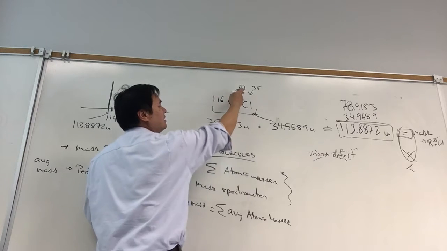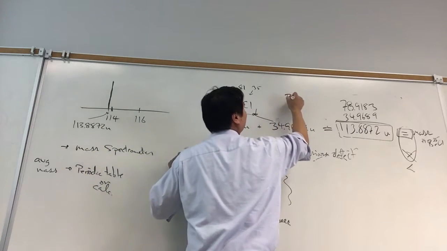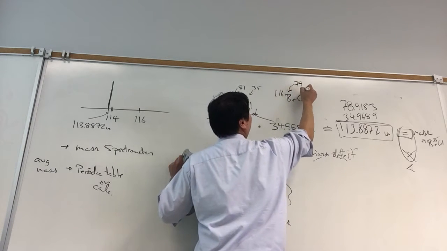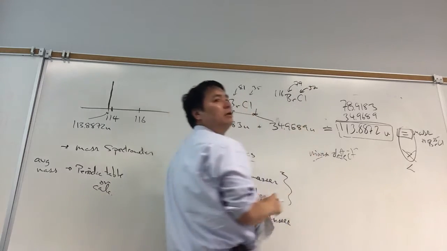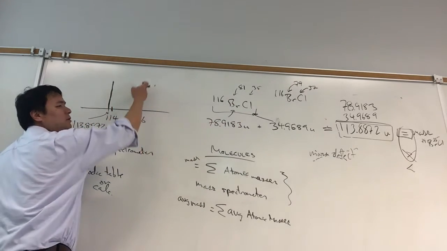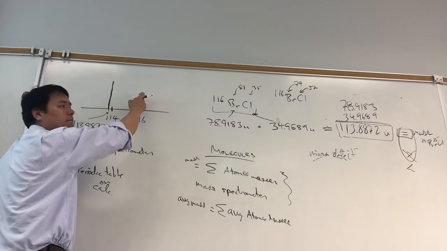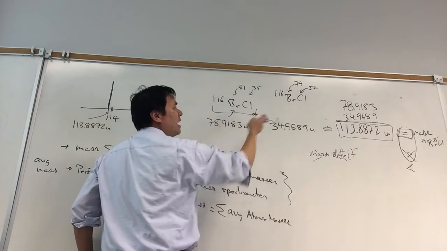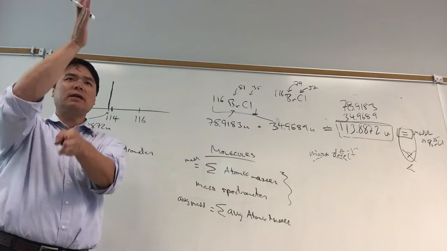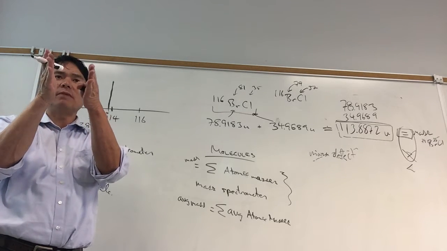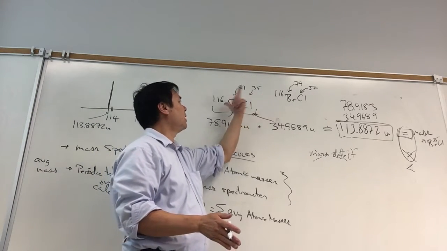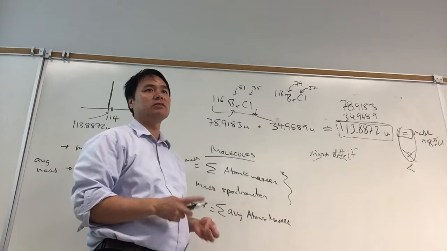But that's tricky because this is 116 and this is also 116 when we have a 79 and a 37. Both of these are 116, but I'm not going to get one double-sized peak at 116. If I didn't have the masses, I wouldn't know whether those are 2 peaks on top of each other, making a double peak, or whether they're slightly different masses. Both of these are 116 as far as the combined mass number goes, but their masses are going to be different.